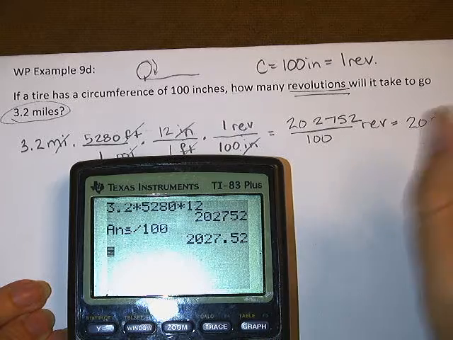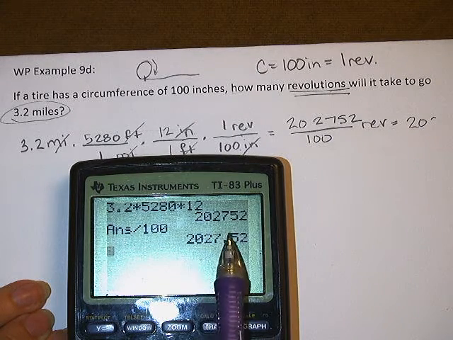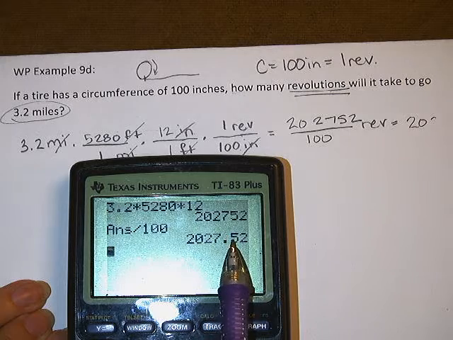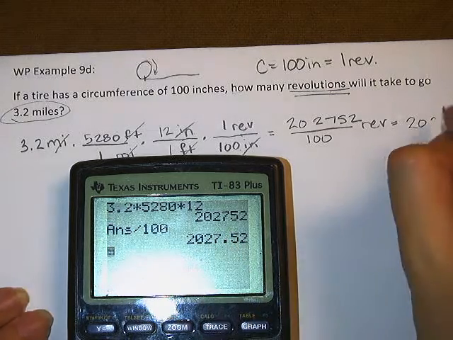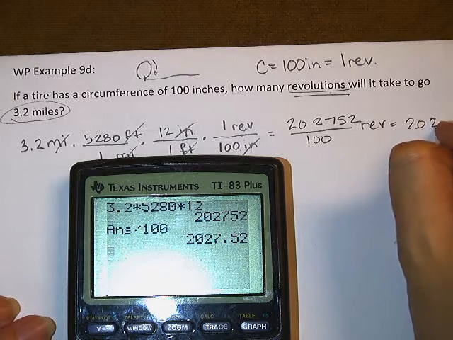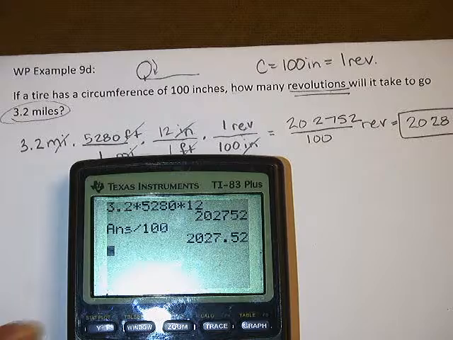27. And it asked me just for how many revolutions there are, so I'm just going to round this off to a full revolution. This 5 causes that 7 to go up when I round it, so that's what I'm going to write down, 28 revolutions. That's it. Thanks.